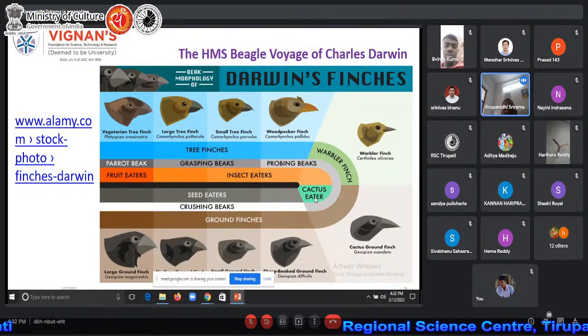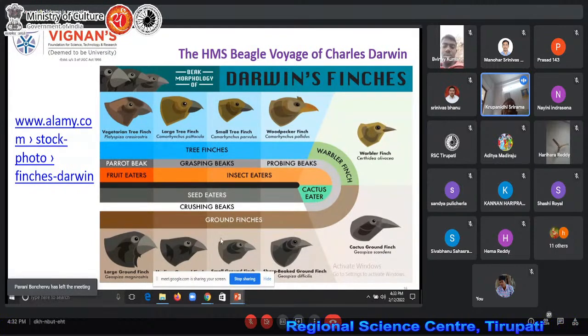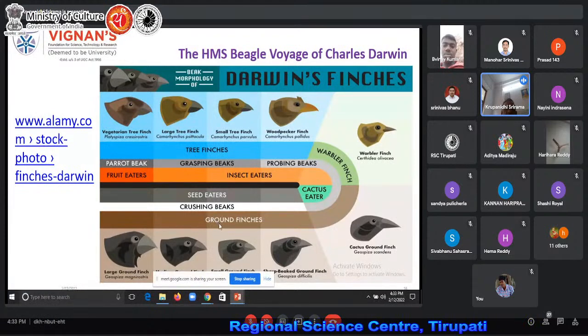And again here, this is a beak for cactus. It feeds on cactus, and these are all the finches which feed on seeds on the ground. Like this, he made a note of several of these finches. As a result, they were designated as Darwin's finches.